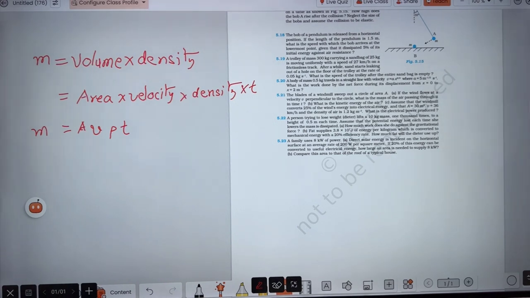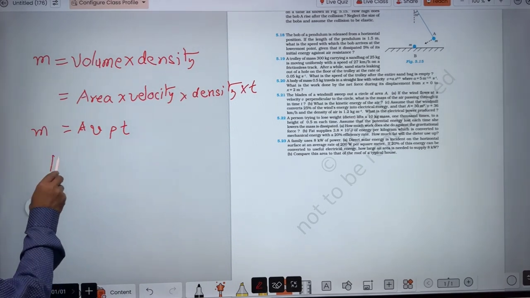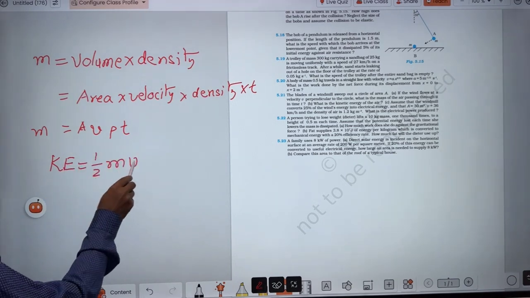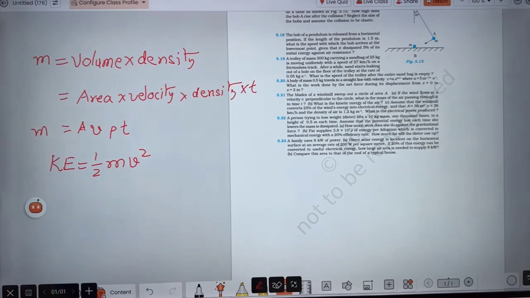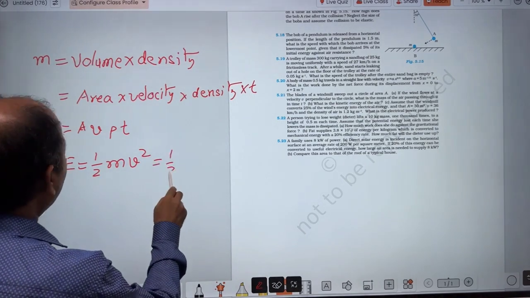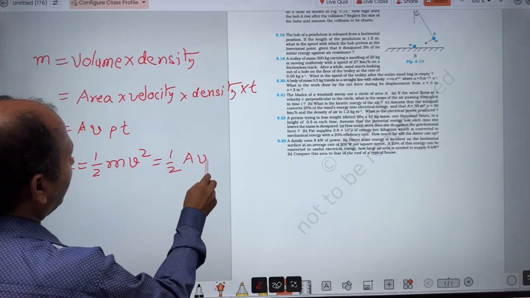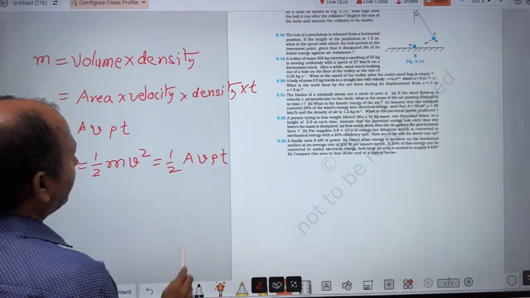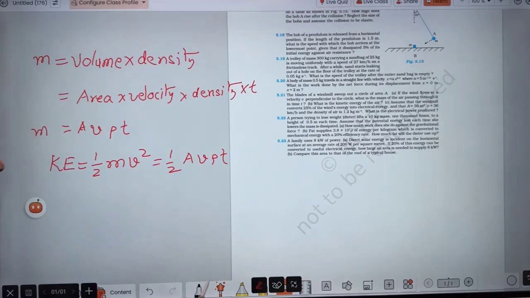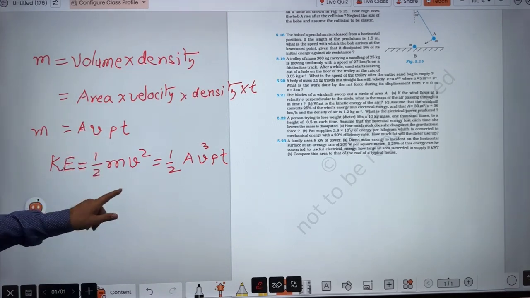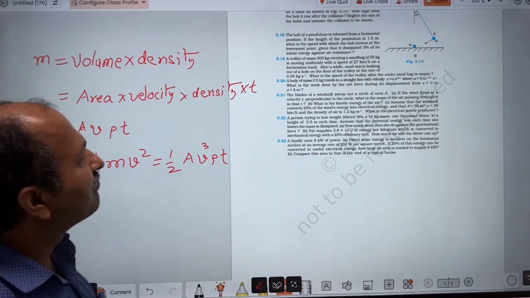Is it okay? Now if we need kinetic energy, for kinetic energy what do we write? We write 1/2 mv square. So in place of m we can write A v rho t into v square. So just write v cube, because v square will get multiplied here. So 1/2 A v cube rho t. We have got the kinetic energy.